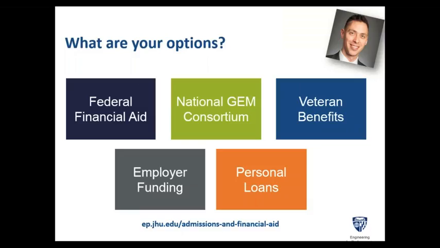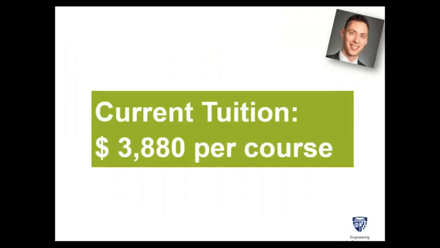Well, there are 5 options here. Unfortunately, we do not offer any scholarships in the Engineering for Professionals division. So that leaves you with federal financial aid, the National GEM Consortium, veteran benefits if you fall into that category. A lot of times our students rely on employer funding, and that can be partial or total funding from your employer. It depends on how generous your employer is. And if all else fails, there are personal loans that you can take out. But these are the options that are available at this time.